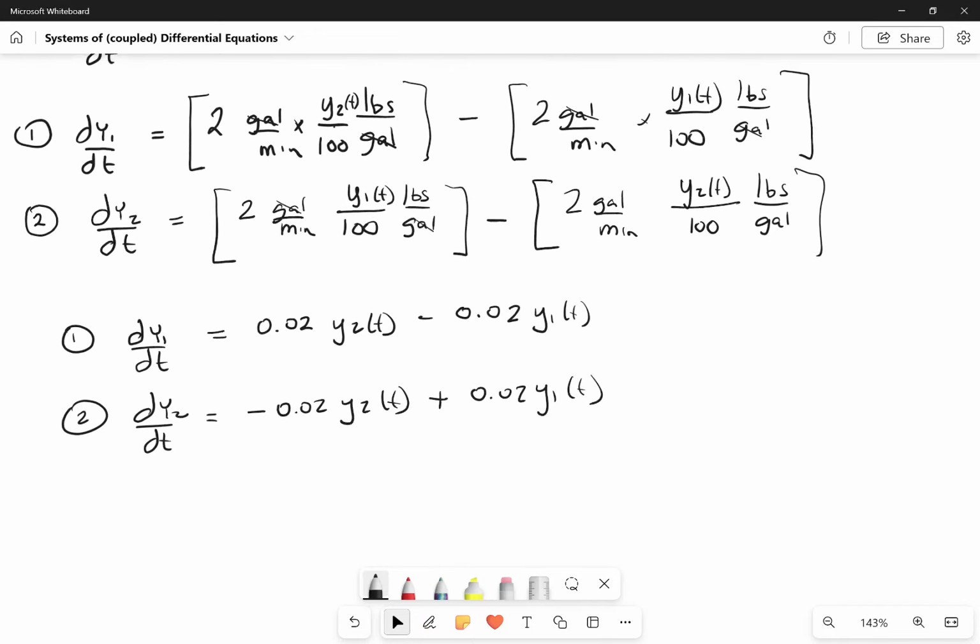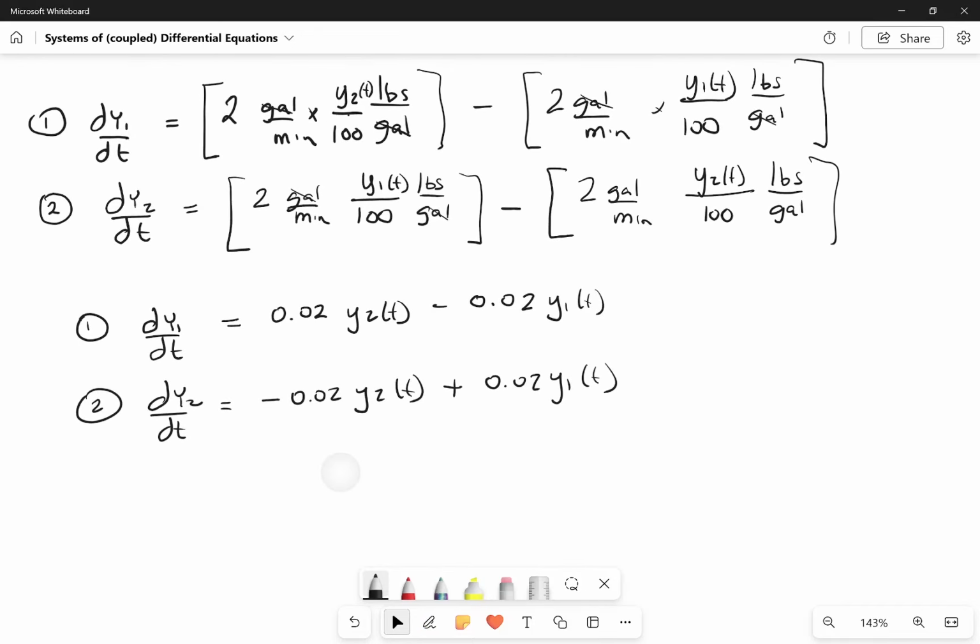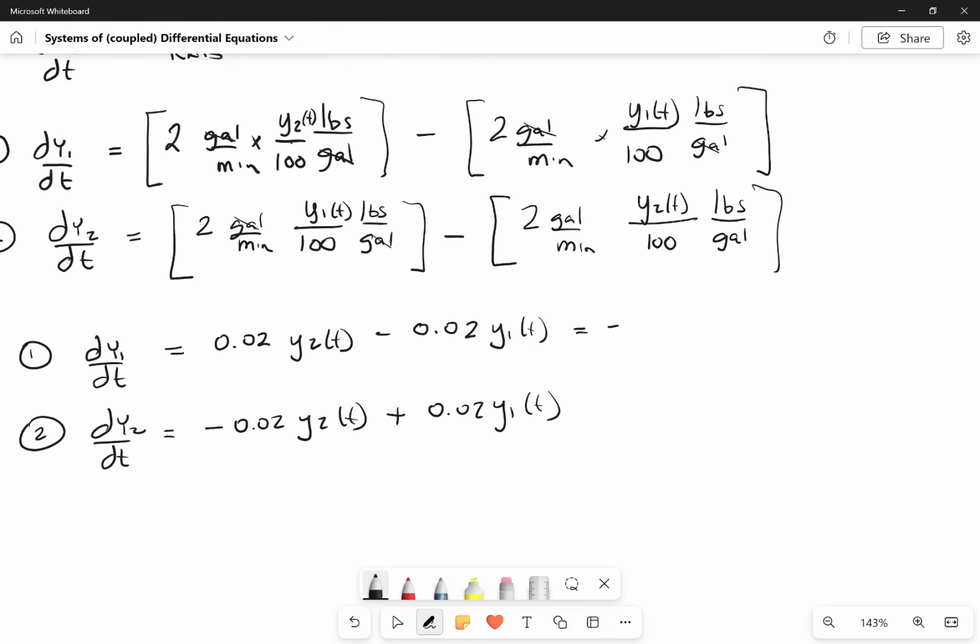Actually, I should flip that around. Let me flip this around. So I'm going to go negative 0.02 y1 of t plus 0.02 y2 of t. And this one's going to be the opposite: 0.02 y1 of t minus 0.02 y2 of t. Now, I'm going to do that for a reason, because I want to put these two equations together.